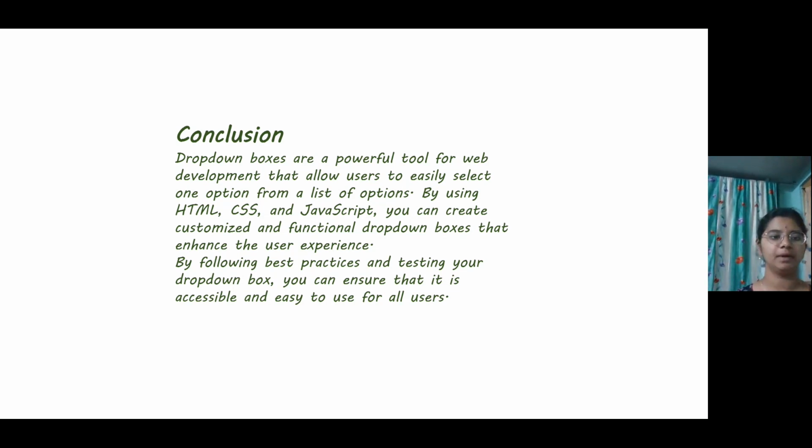Drop-down boxes are a powerful tool for web development that allow users to easily select one option from a list of options. By using HTML, CSS, and JavaScript, you can create customized and functional drop-down boxes that enhance the user experience. By following the best practices and testing your drop-down box, you can ensure that it is accessible and easy to use for all the users.